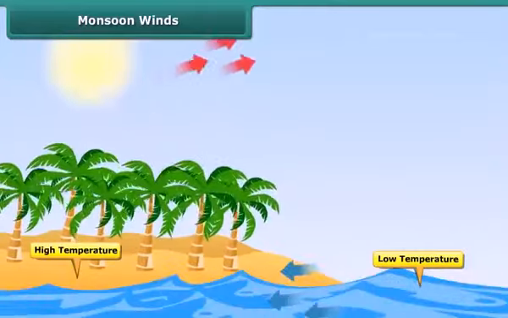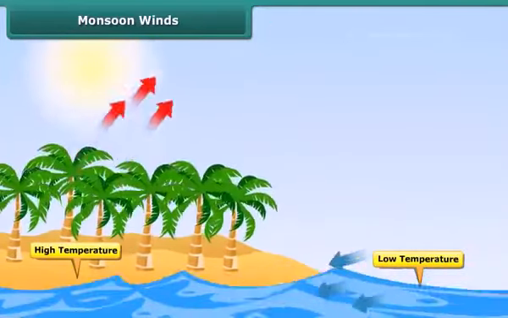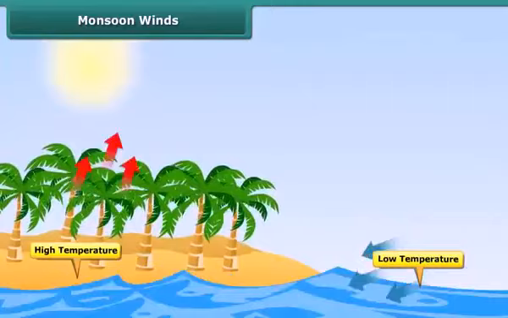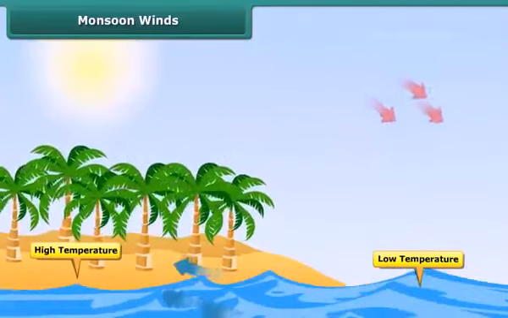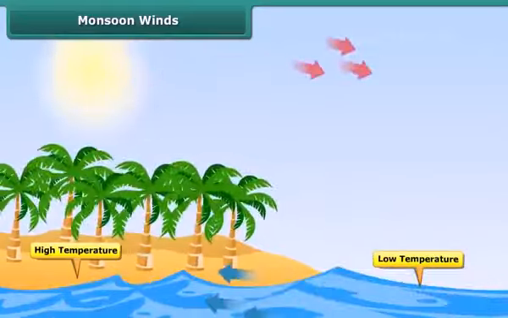This causes the winds to flow from the oceans towards the land. We call these winds monsoon winds. The monsoon winds carry water from the oceans and bring rain.